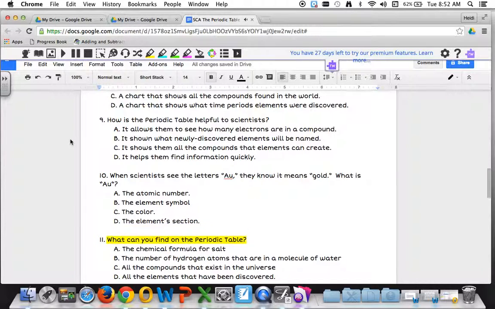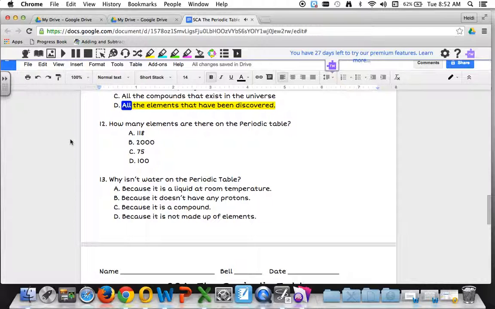11. What can you find on the periodic table? A. The chemical formula for salt. B. The number of hydrogen atoms that are in a molecule of water. C. All the compounds that exist in the universe. D. All the elements that have been discovered.